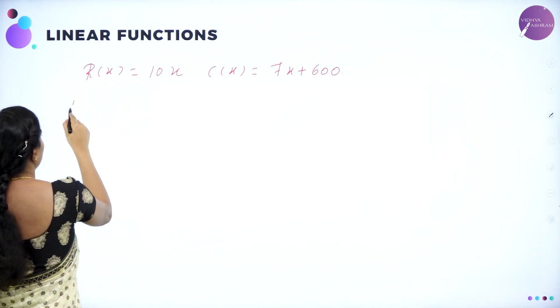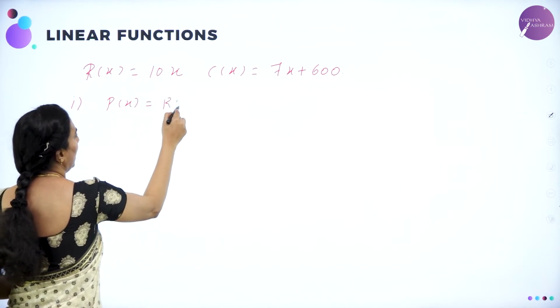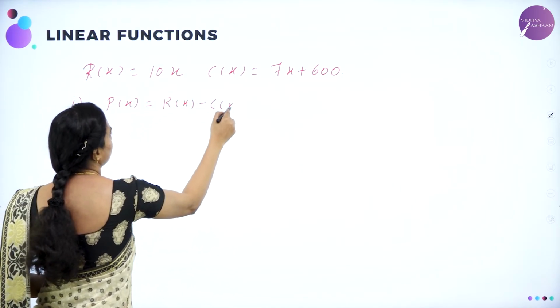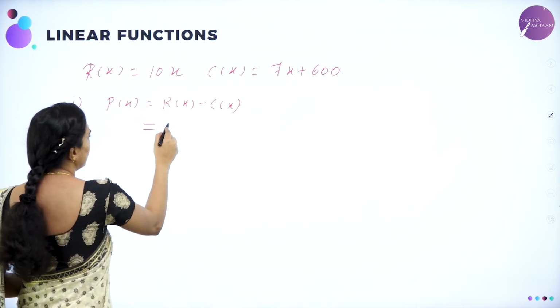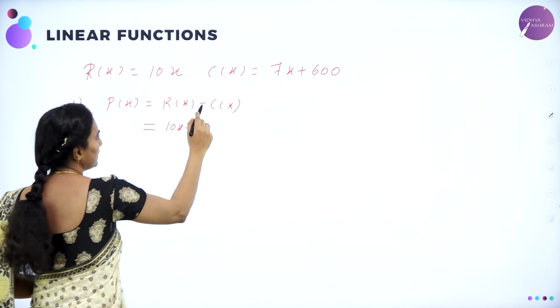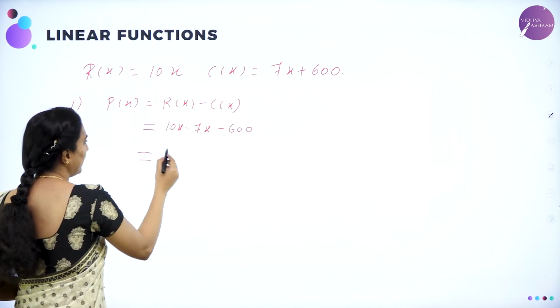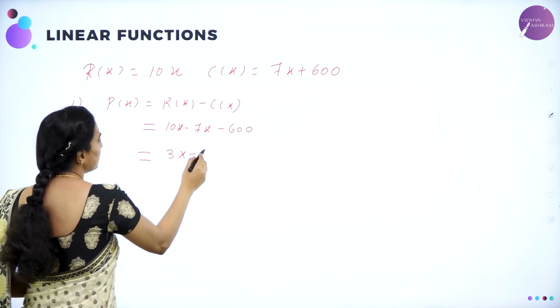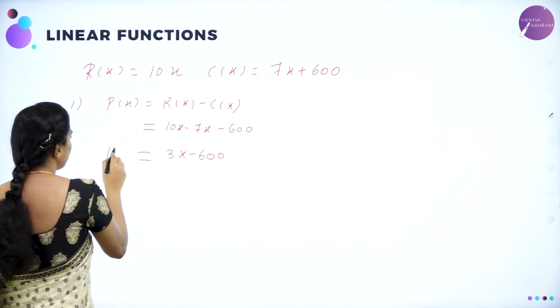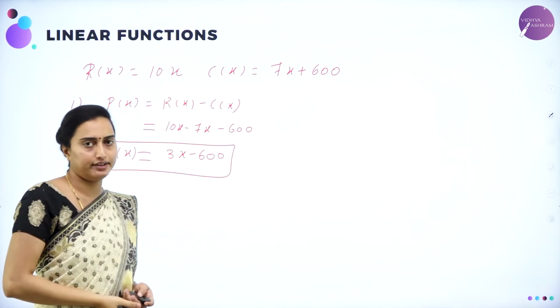Now you need to calculate the first one. What is the profit function? Profit function is given by R of X minus C of X, which implies 10x minus 7x, because plus into minus is minus, again plus into minus is minus 600. Now which will be equal to 10x minus 7x, that is 3x minus 600. So this is the P of X, that is the profit function, that you are going to get.